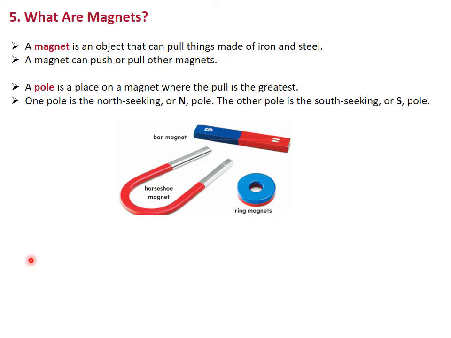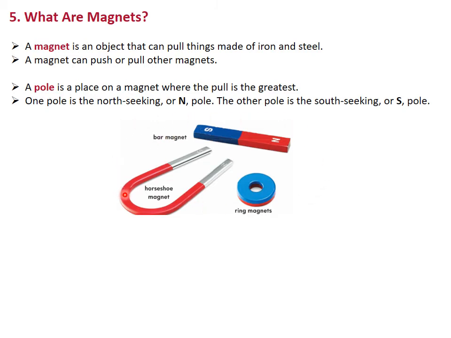What are magnets? By definition, a magnet is an object that can pull things made of iron and steel. A magnet can push or pull other magnets. A pole is a place on a magnet where the pull is the greatest. One pole is the north seeking, or end pole. The other pole is the south seeking pole.